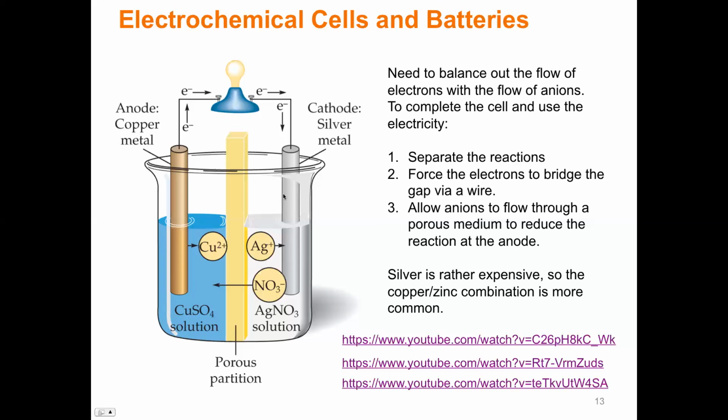But eventually, once you run out of copper, the cell will stop, all right? So eventually, no battery runs forever, at least as far as we've been able to create so far. And you can watch these videos, and it sort of shows you how all this works in an animation, and I always find that really helpful.